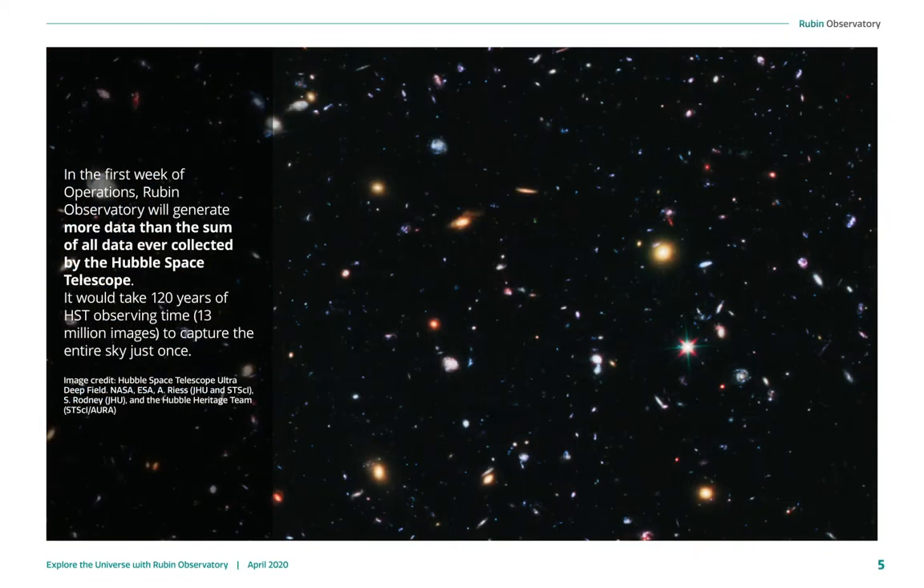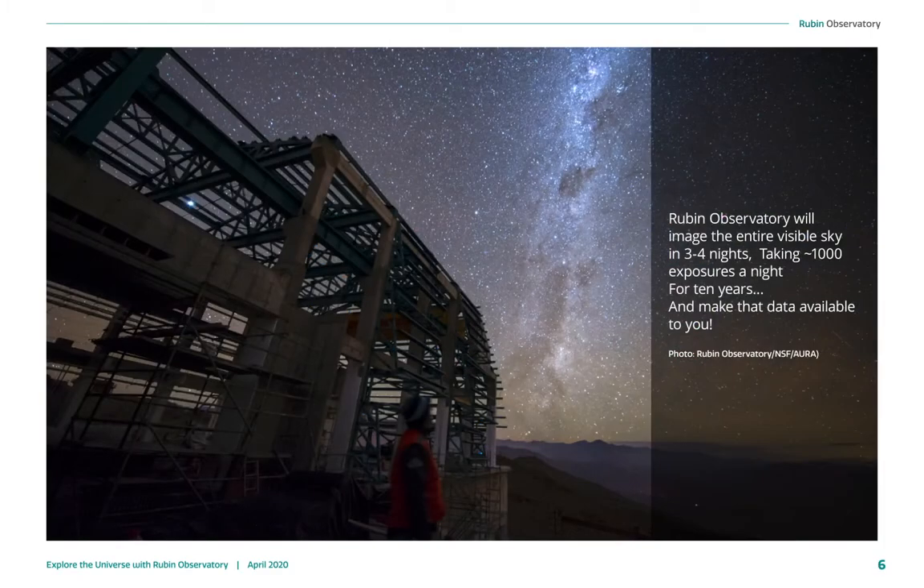In the first week of operations, we will have collected more data than ever was collected by Hubble. Every 3 to 4 nights, we will take images of the entire sky, about 1,000 images a night, and we will do that for 10 years in a row. Not only will this change the game for astronomers, but we will make that data available to you.